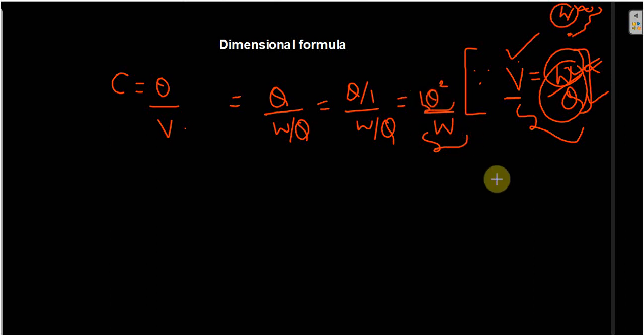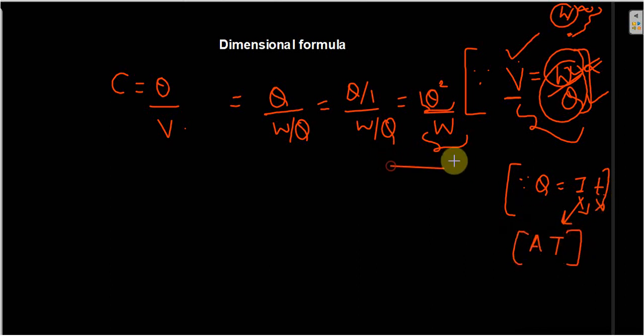First of all we know Q is equal to I T, that is current and time. So charge is the product of current and time. This is your formula. What is the dimension symbol for current? That is A, and for time that is T. So in equation number 1 we can replace Q with A T.